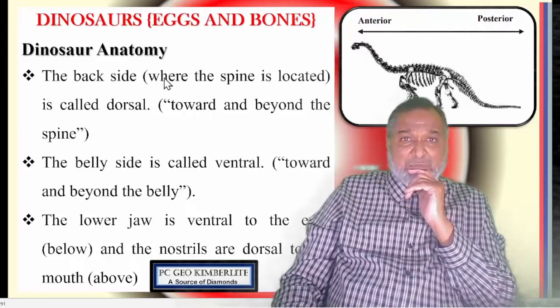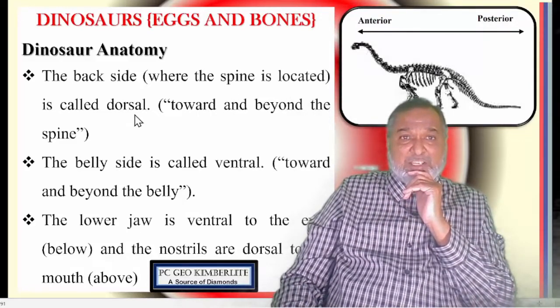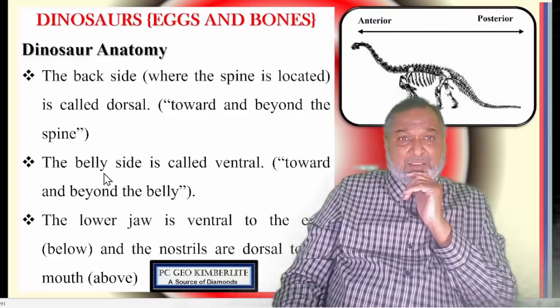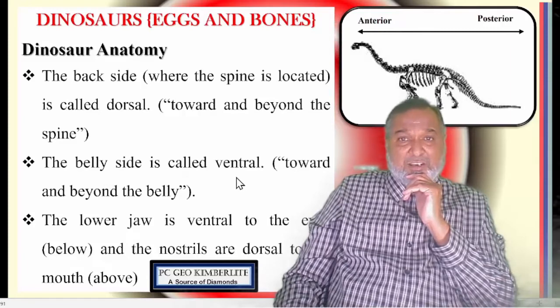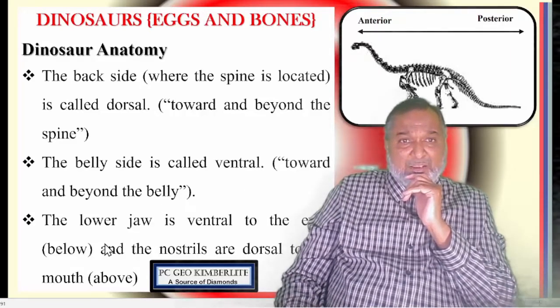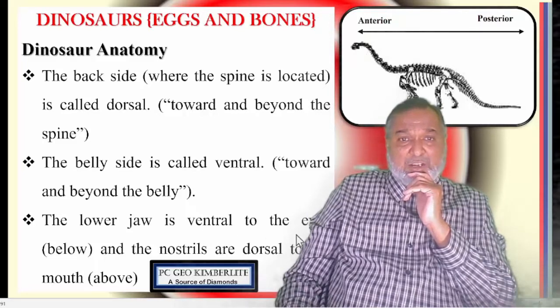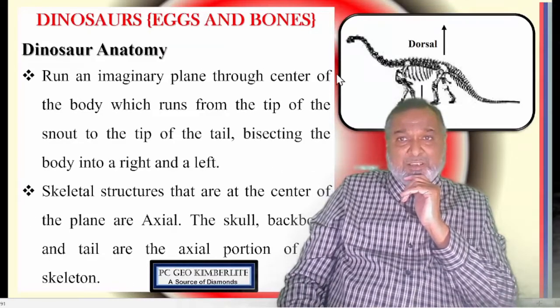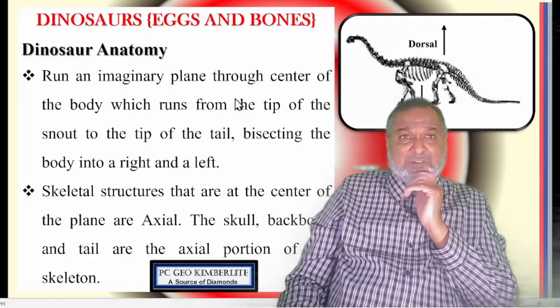The back side where the spine is located is called dorsal, towards or beyond the spine. The belly side is called ventral, towards and beyond the belly. The lower jaw is ventral to the eyes below, and the nostrils are dorsal to the mouth above. Yes, this is the dorsal side and this is the ventral side.